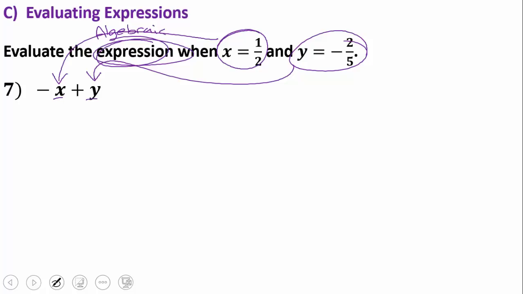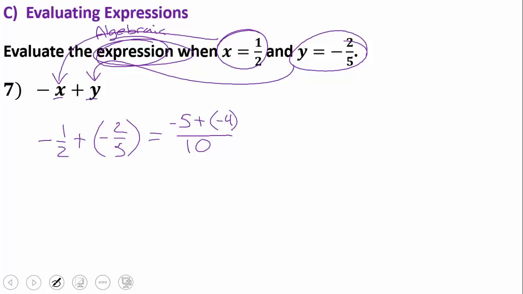That's right. So when we substitute in, it says a negative x. Well, if x is 1/2, then we have a negative 1/2 plus y is also -2/5. All right, so we're doing a negative 1/2 plus a -2/5. We know we're adding two together that are both negative, so we know our answer is going to be negative before we even get started. The common denominator is 10, and 2 times 5 is 10. So 5 times a -1 is -5, plus 2 times a -2 is -4. That gives us a -9/10.